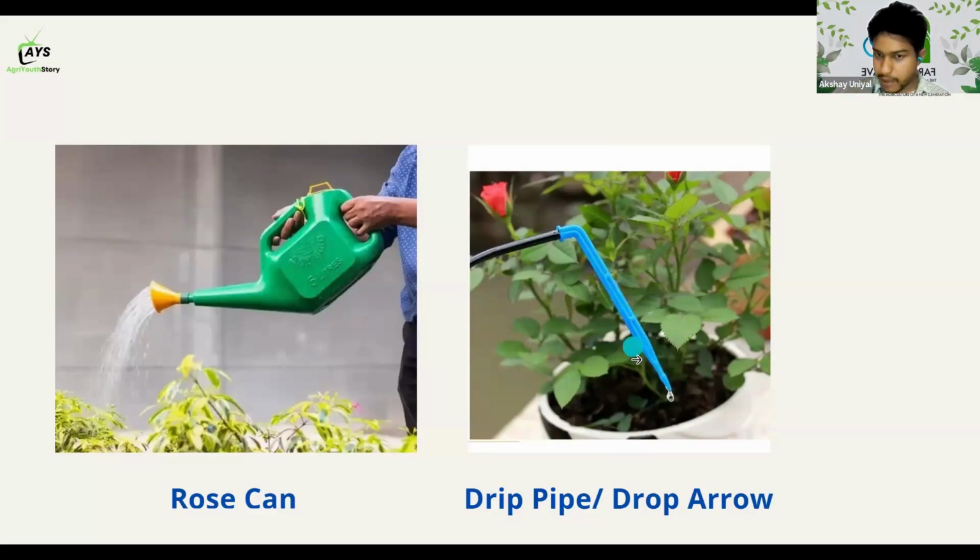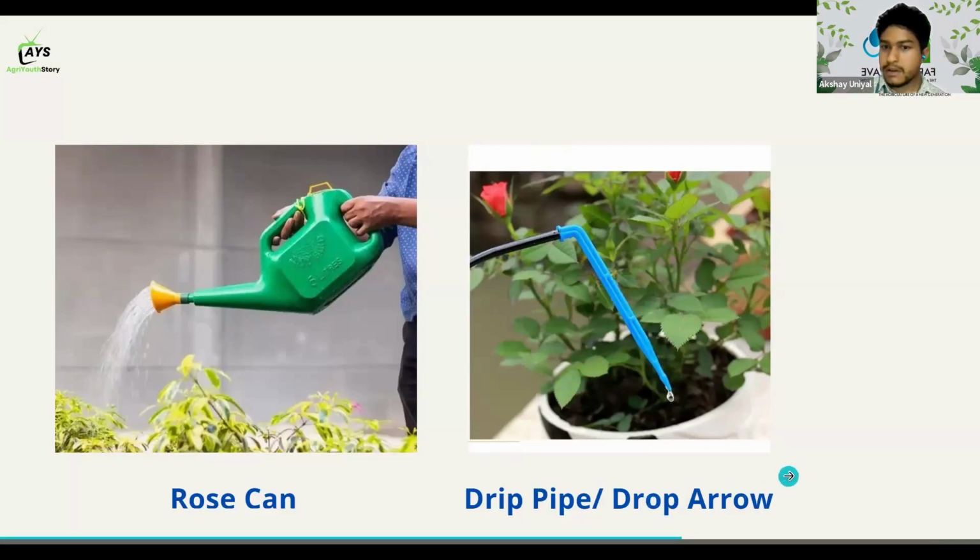So this is a special type of dripper. What it does is it makes the flow of water very slow. It is called an arrow dripper. I will not go into the technicalities, but it is simple to understand that this decreases the flow and speed of water. So slowly, drop by drop, it goes into the cocopeat, and in that way it is much easier for plants to absorb it. This is called an arrow dripper. Drip pipe and drop arrow are also a few of the names.